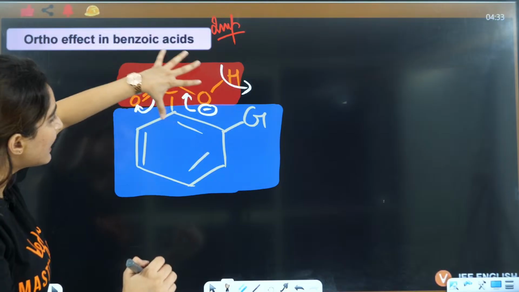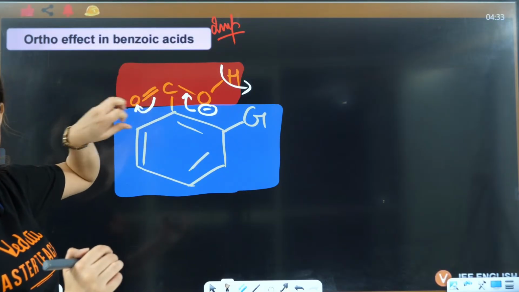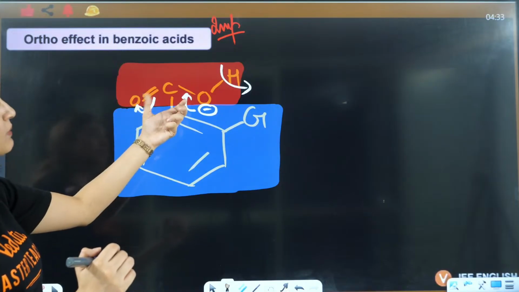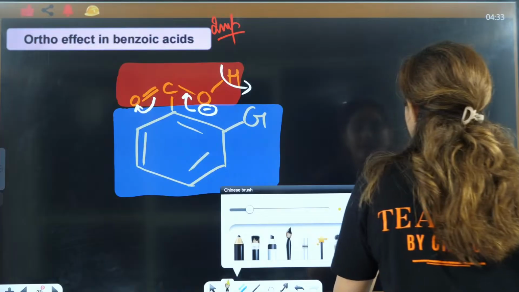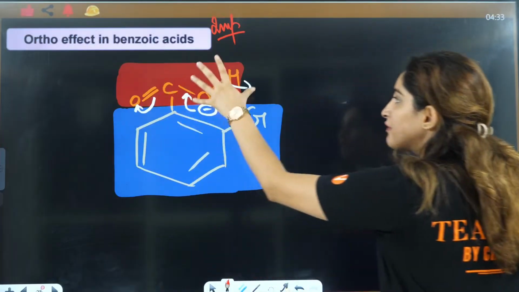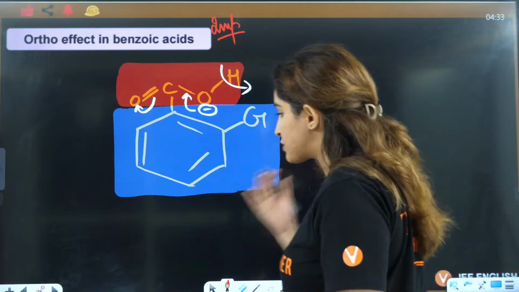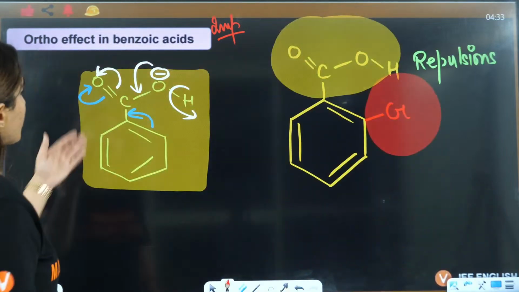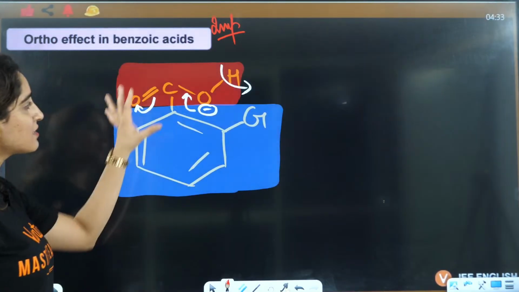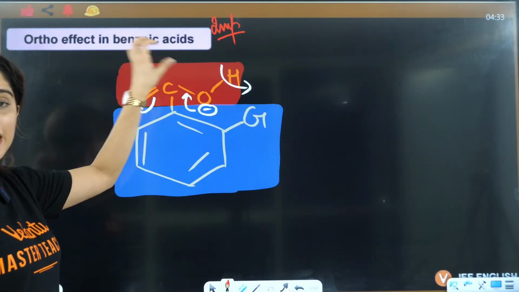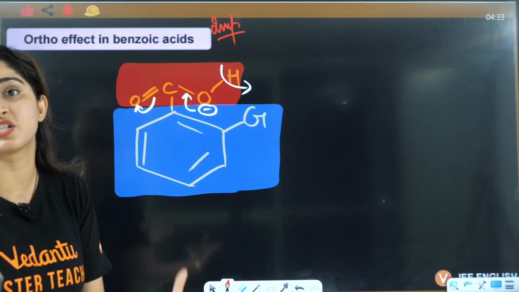So here it is only one resonance, that is complete resonance that it can show, right? And that will be an equivalent resonance that it will be showing. And that is the reason, because it is showing you an equivalent resonance here, there is no other resonance, there is no cross conjugation that is happening here, right? That is the reason that when you have a group here, this anion will be more stable.